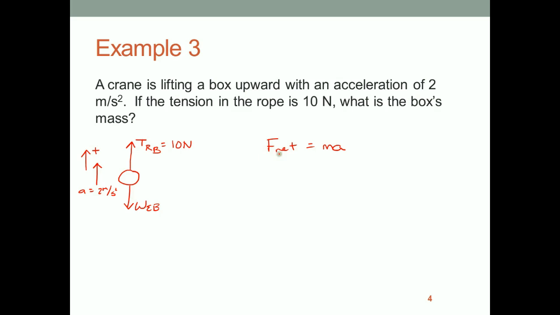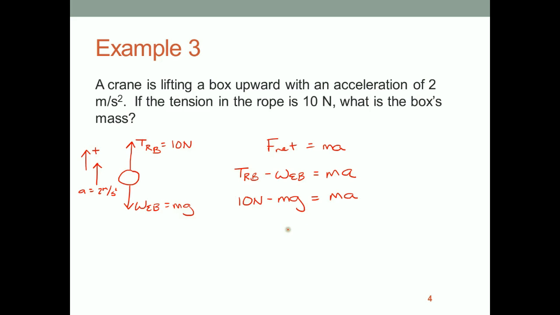What I do know is I can rewrite the net force in terms of the forces acting on the box. So that's tension minus weight. I take everything in the positive direction, subtract off everything in the negative. I know tension is going to be 10 newtons. Weight will be mg, because that's what it is. And that equals ma.